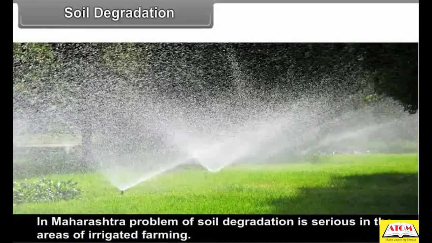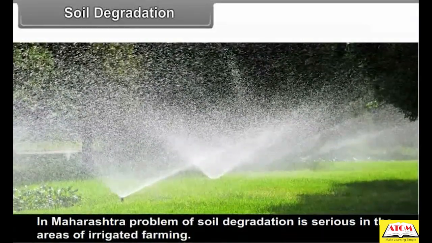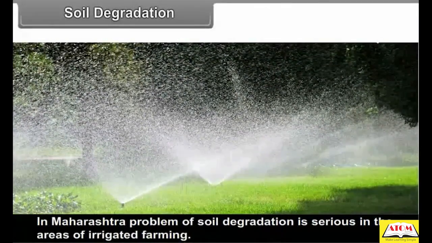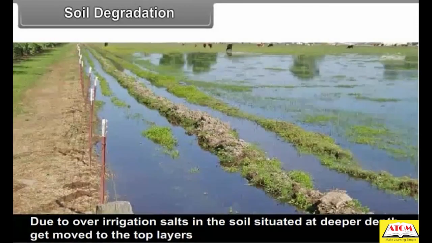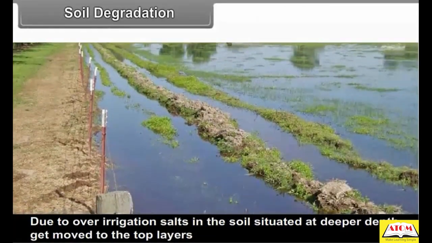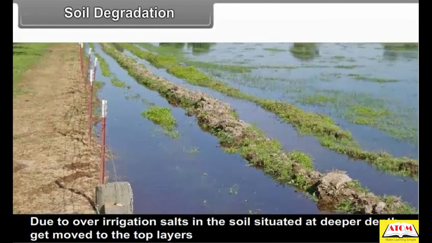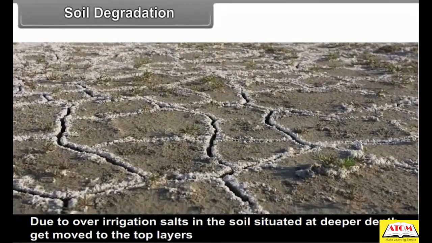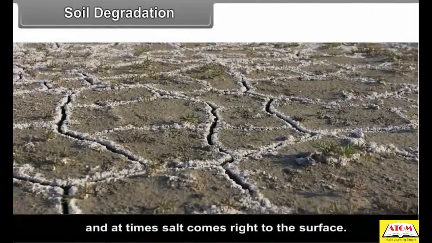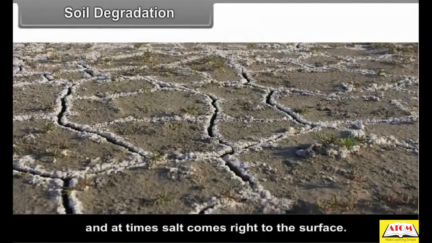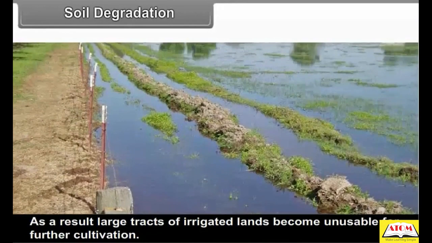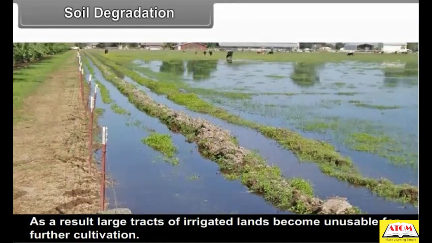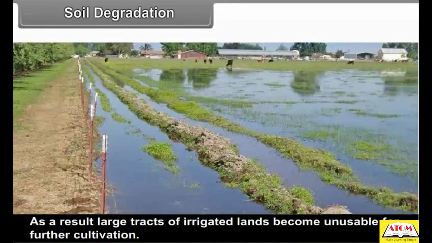In Maharashtra, the problem of soil degradation is serious in the areas of irrigated farming. Due to over-irrigation, salts in the soil situated at deeper depths get moved to the top layers and at times salt comes right to the surface. As a result, large tracts of irrigated lands become unusable for further cultivation.